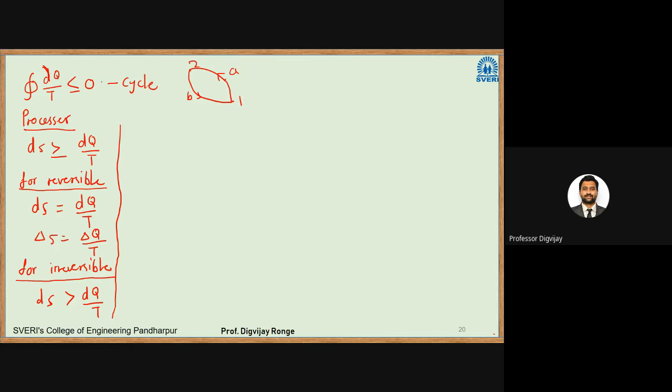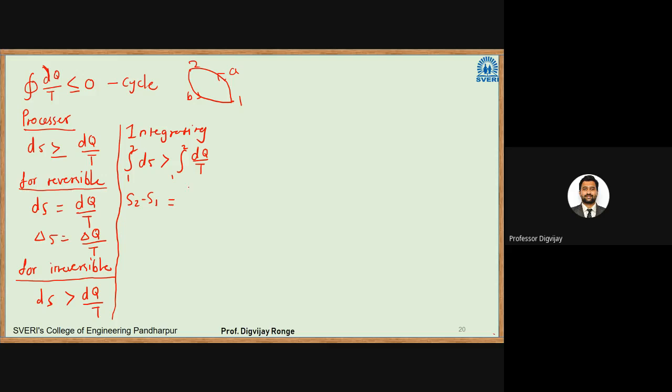Okay, so change of entropy will always be greater than change in heat transfer divided by the temperature. So integrating, integrate on both sides. So this will be integration ds greater than integration dq by T, from 1 to 2. Integration ds will be s, and from 1 to 2, that will be s2 minus s1.